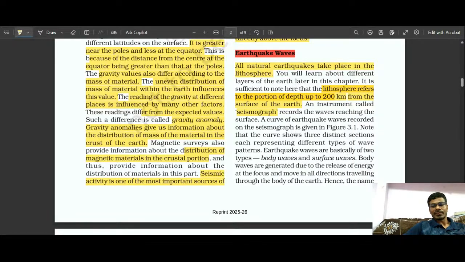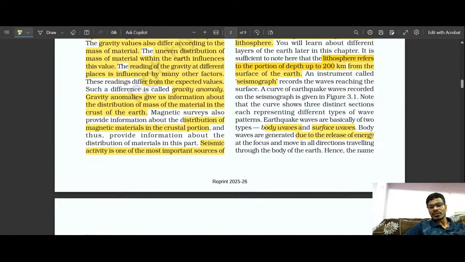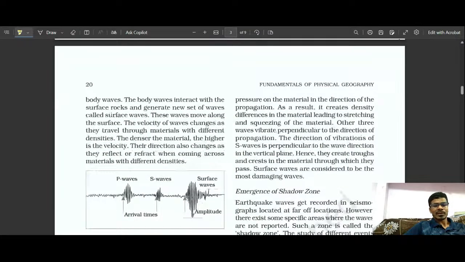Earthquake waves are basically of two types: body waves and surface waves. Body waves are generated due to the release of energy at the focus and move in all directions, traveling through the body of the earth. Hence the name body waves, because they move in all directions.